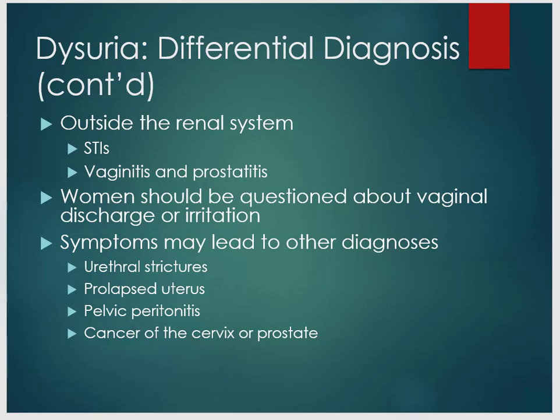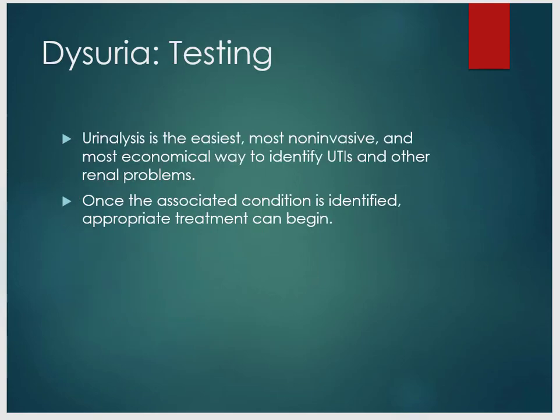When your patient comes in complaining of these symptoms, the first thing that you're going to want to do is check for urinalysis. It's the easiest, most non-invasive, and least expensive way to identify if there's any UTIs and help to differentiate other kidney issues. And then once the cause is identified, then you can begin to work towards treatment.